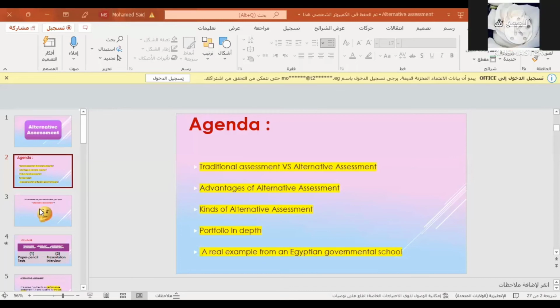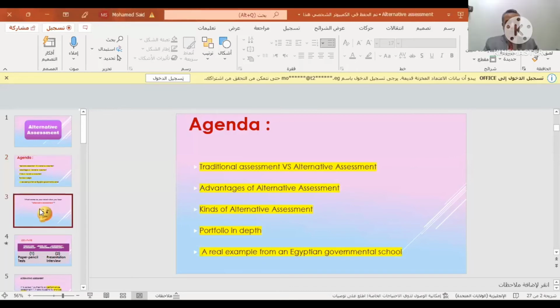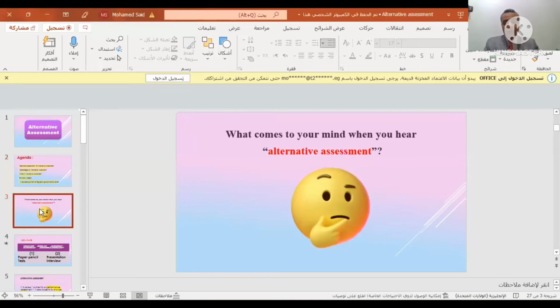Okay, let's go to number 3. What comes to your mind when we hear the word alternative assessment? Please use the chat box and write any possible word that comes to your mind when I say alternative assessment. Just 1 word, 2 words, 3 words. You can use the chat box right now. I'm waiting for your answers.